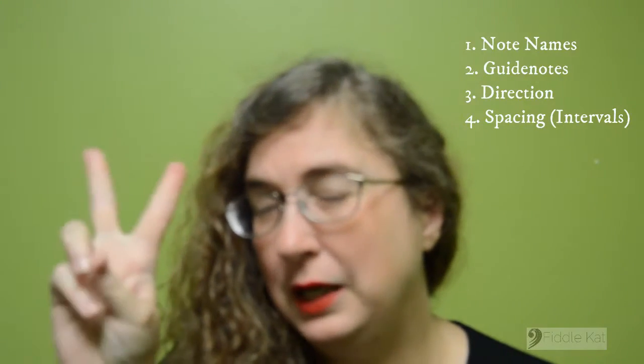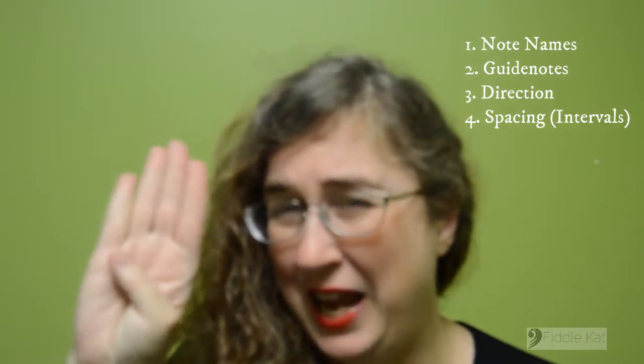As you can see, I do not have my violin, and that's because we're going to take a look at how to read music, specifically the treble clef. There are four things we want to look at when we're reading music: the note names, guide notes, direction, and spacing, also known as intervals.